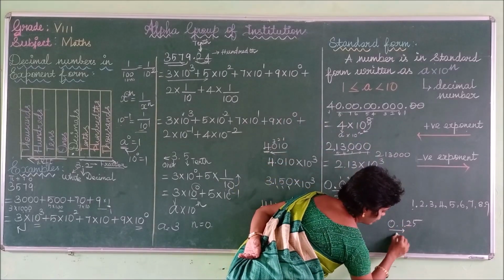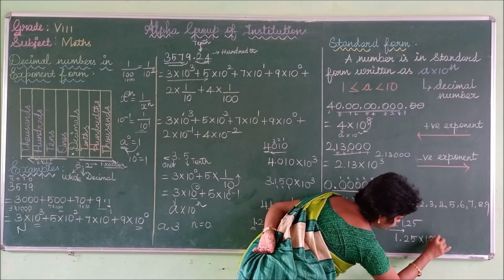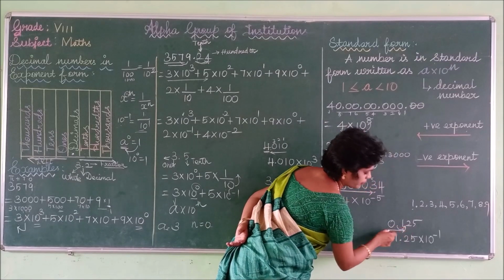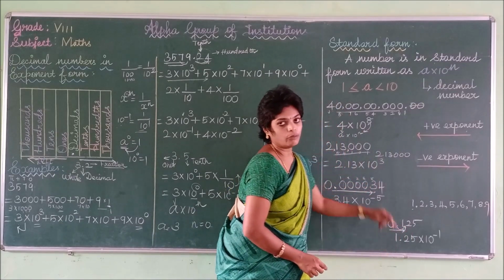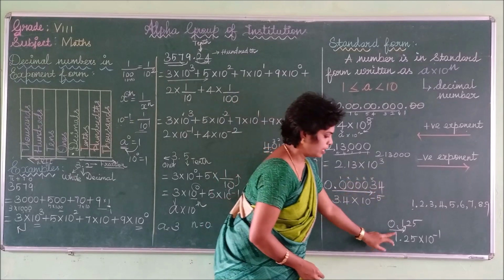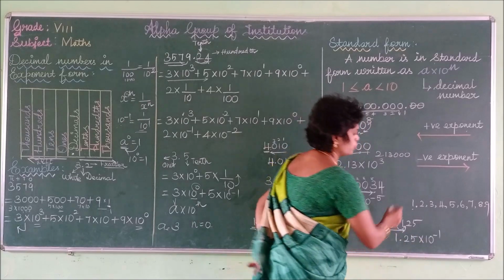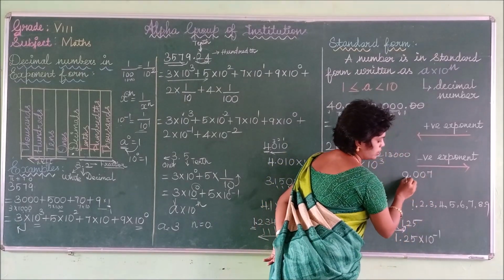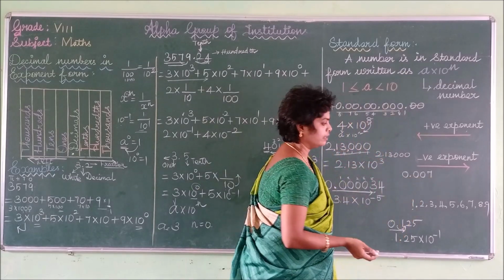So this value can be represented as 1.25 into 10 to the power minus 1, because only one digit is between them. Moving the one digit, you will get the value from 1 to 9. So stop here itself. Moving only one digit, 1.25 into 10 to the power minus 1. So if it is 0.007, how can you write that value?